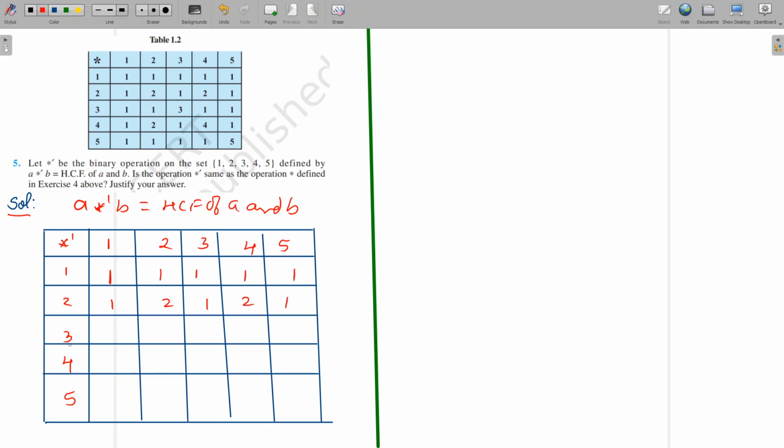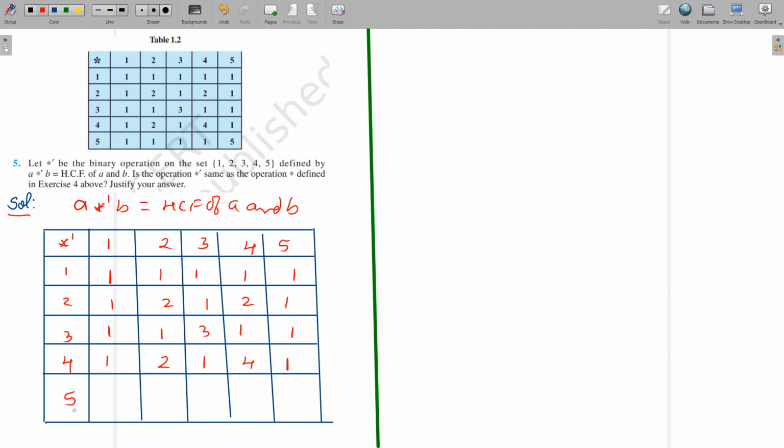Now let us go with 3 and 1. GCD of 3 and 1 is 1. GCD of 3 and 2 is 1. GCD of 3 and 3 is 3. GCD of 3 and 4 is 1. GCD of 3 and 5 is 1. Now let us go with 4 and 1. 4 star dash 1, that is GCD of 4 and 1, is 1. GCD of 4 and 2 is 2. GCD of 4 and 3 is 1. GCD of 4 and 4 is 4. And GCD of 4 and 5 is 1.